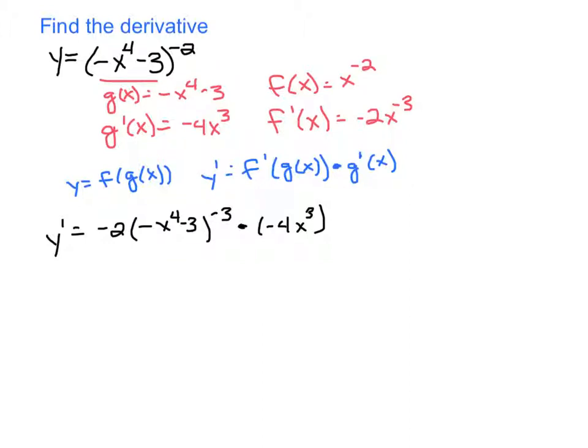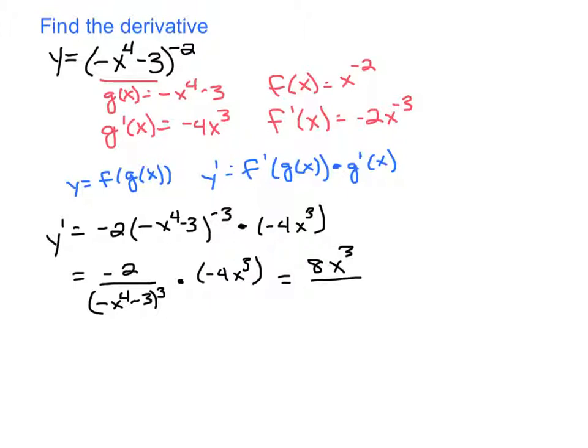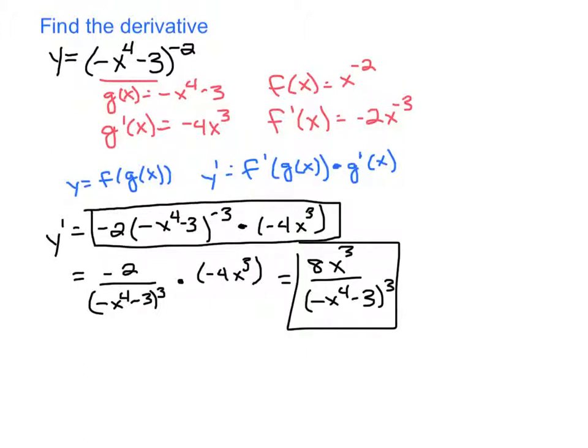Now sometimes you might see it written so that we don't see any negative exponents. So this could be written as a fraction, and it would simplify further to negative 2 times negative 4, which is 8x cubed, over negative x to the fourth minus 3, cubed. I would accept both of these answers on the test. They're both saying the same exact thing, just written differently.